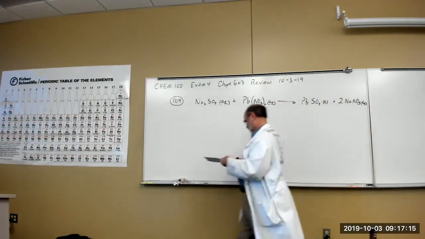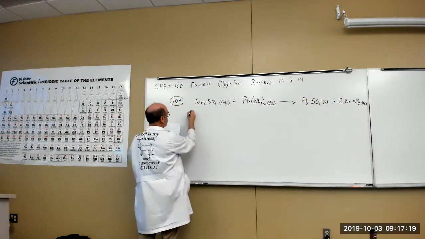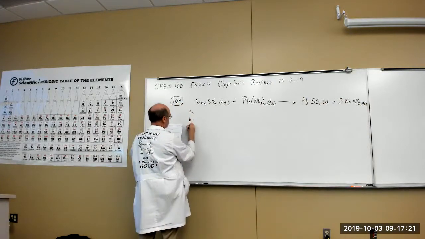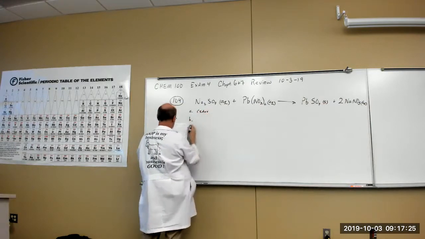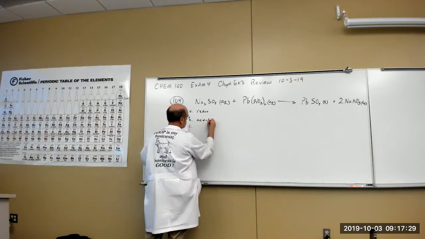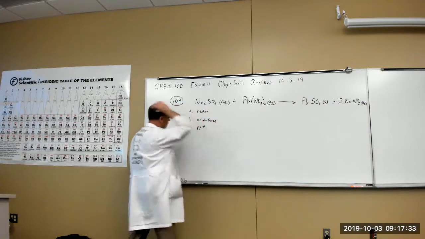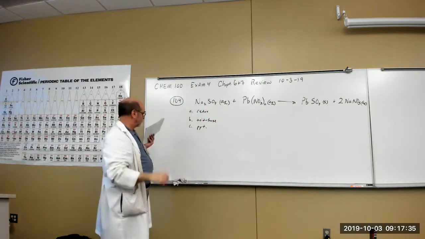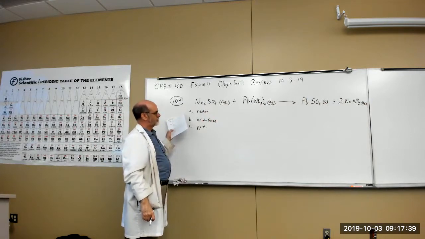Okay. So what are our choices? Well, in this case, you only have 3 choices that are given. You have redox, you have acid base, and you have precipitation. So, is it a redox?